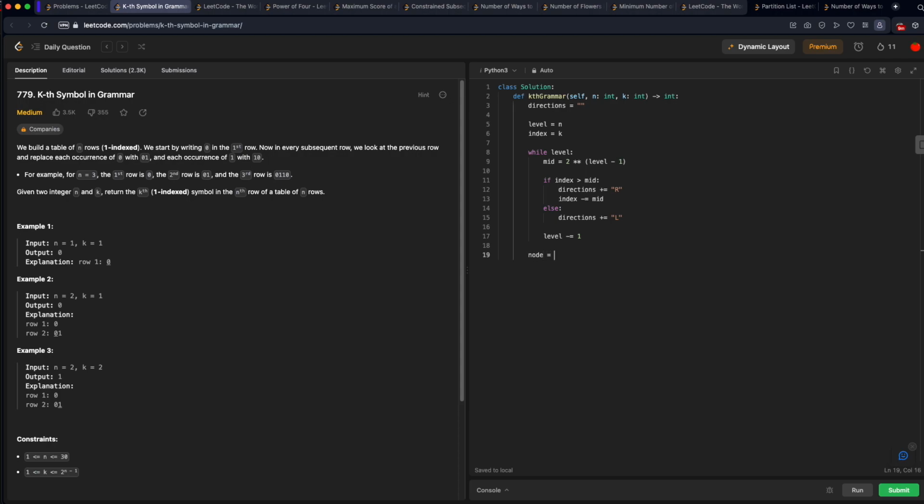So let's have some node. We're going to set it equal to 0 because that's what our first row is equal to. And then for every direction in our directions, we'll just check, do we go left or do we go right? So if d is equal to left, I'll be consistent with my, all right.